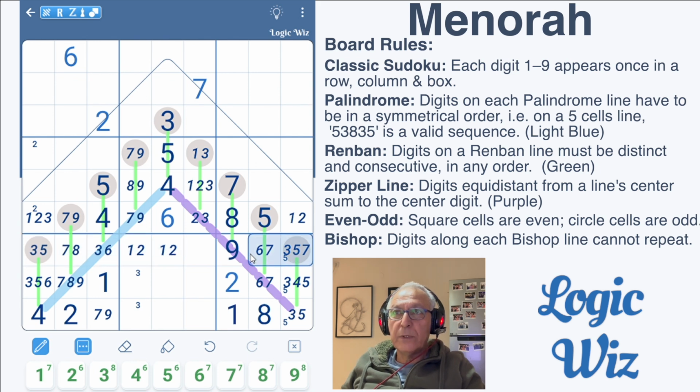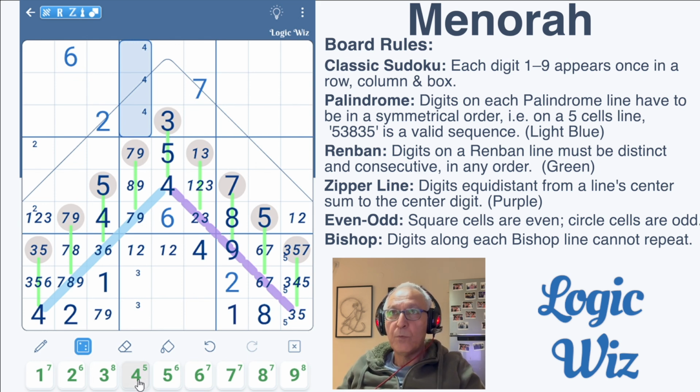Okay, in this line where 4 can go? 4 can go only here. There is no other 4. So 4 must be here. And now 4 here must be here. I forgot to eliminate the 8 from here. So this one can no longer be an 8. This one must be an 8 on this Renban line.